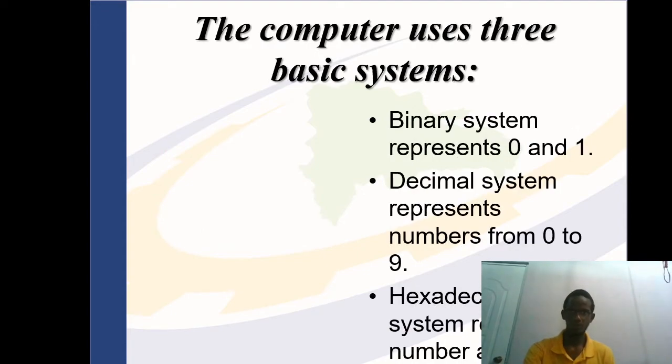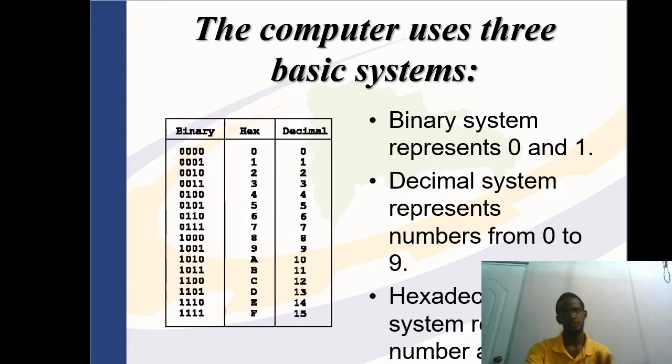The computer uses three basic systems. This image represents these three basic systems. The binary system represents 0 and 1. This is the form of the binary system. The decimal system represents numbers from 0 to 9, for example, 0, 1, 2, 3, 4, 5, 6, 7, 8, 9. The hexadecimal system represents numbers and letters from 0 to 15, for example, 0, 1, 2, 3, 4, 5, 6, 7, 8, 9, A, B, C, D, E, F.